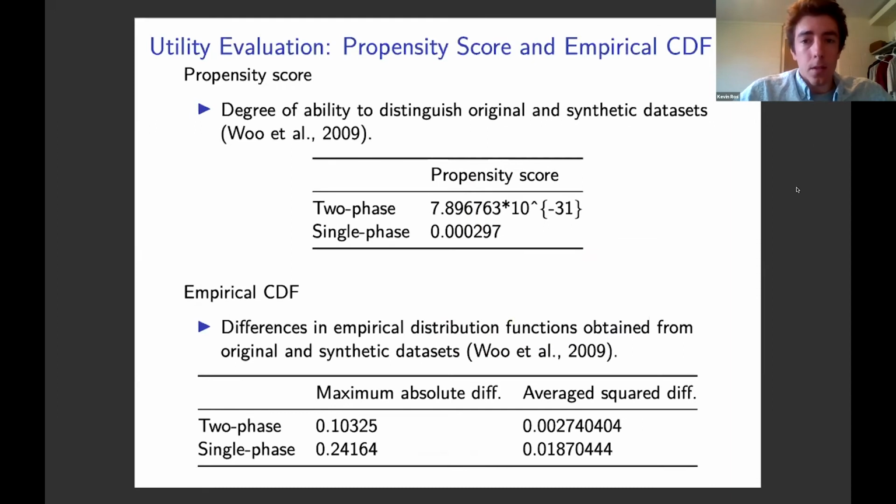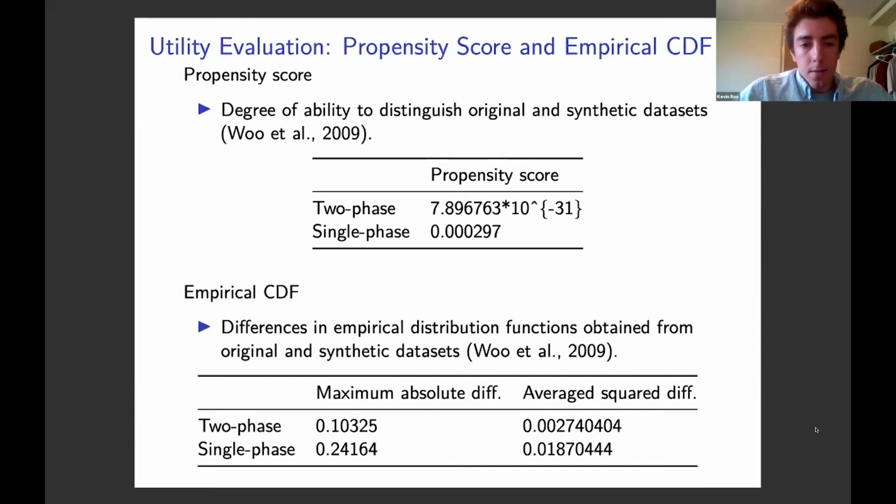Next, we measure the propensity score and empirical CDF. First, the propensity score is simply the degree of ability to distinguish original and synthetic data sets. The propensity score is a classification algorithm, and to do that, we use logistic regression on income, regressed on all available predictors. A higher score here indicates a lower level of similarity and thus a lower level of utility. And we see that the single phase has a slightly higher propensity score than the two phase, indicating that the two phase has a higher level of utility.